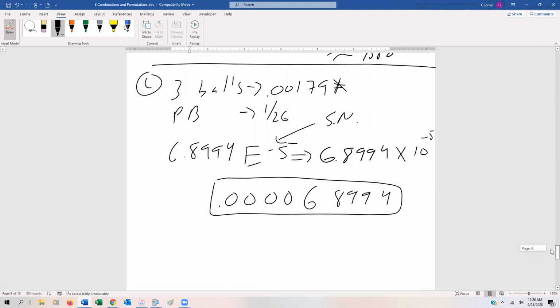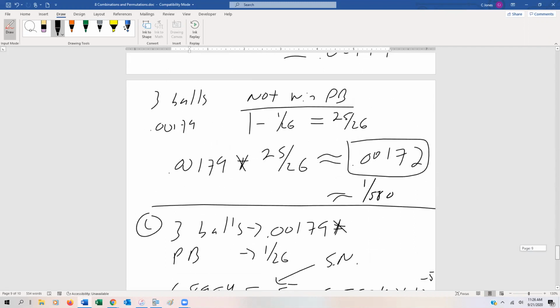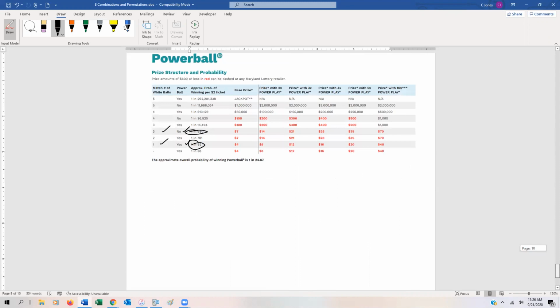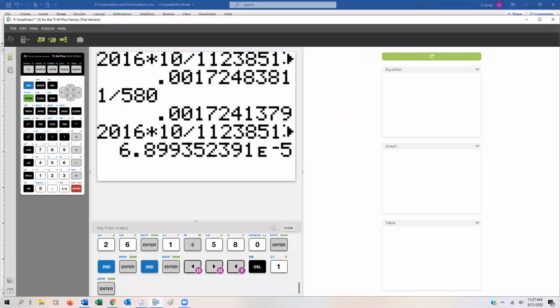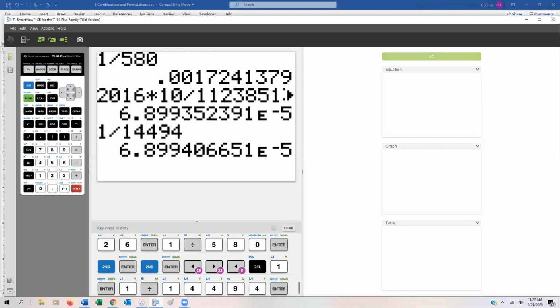Now let's go down and see whether or not this really does make sense, because we have our answer. Notice that the probability is 1 in 14,494. So let's type that in: 1 out of 14,494. And wouldn't you believe it? These numbers are almost the exact same.